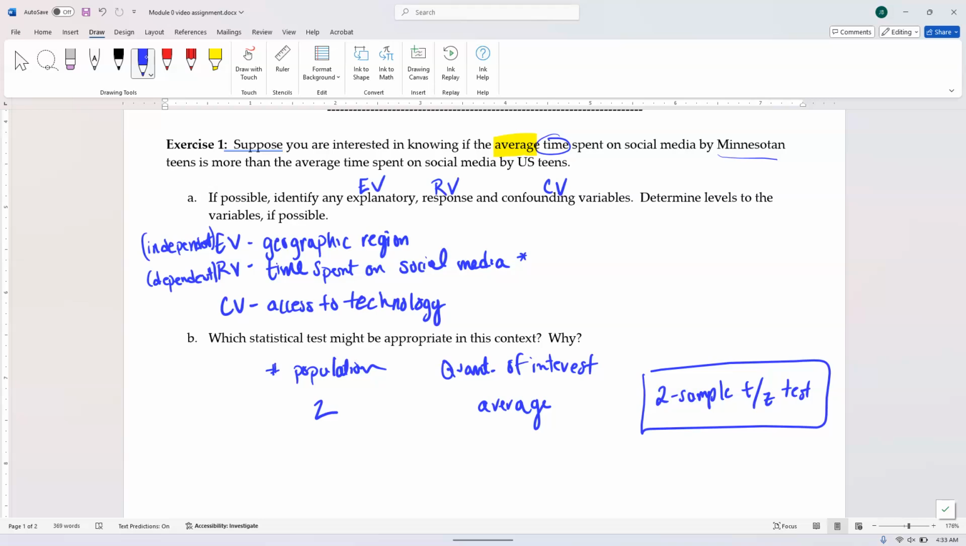Identified explanatory, response and confounding variables. Again, confounding variables can be anything that's not in the experiment or anything that we haven't considered in the experiment. Explanatory variables are independent variables that are being chosen by us or the researcher, and then dependent is what is being measured, what is changing as a result of that choice of an independent variable.